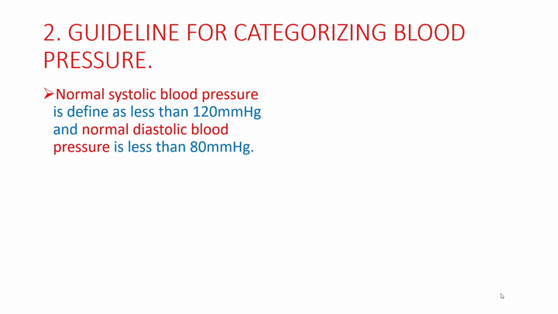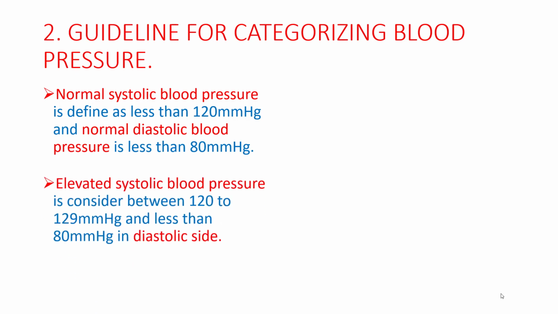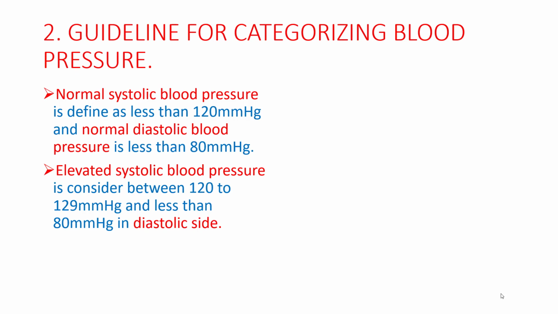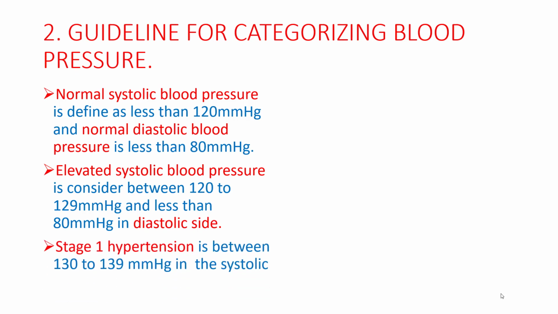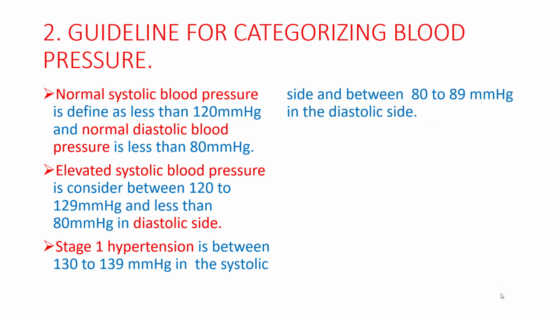So normal systolic blood pressure is defined as less than 120 mm of mercury, and normal diastolic blood pressure is less than 80 mm of mercury. Elevated systolic blood pressure is considered between 120 to 129 mm of mercury and less than 80 mm of mercury in the diastolic side. Stage 1 hypertension is between 130 to 139 mm of mercury in the systolic side and between 80 to 89 mm of mercury in the diastolic side.